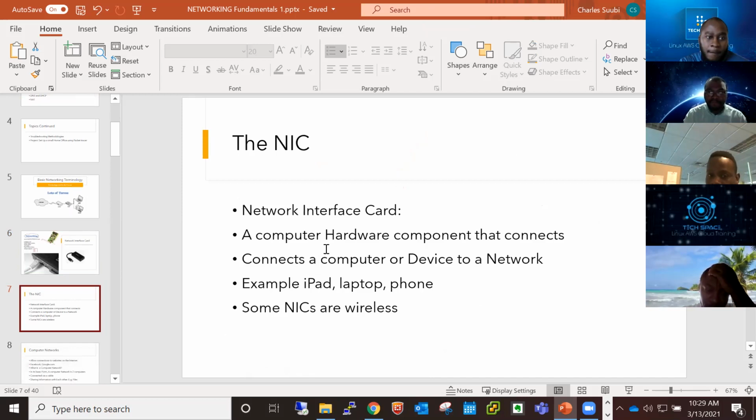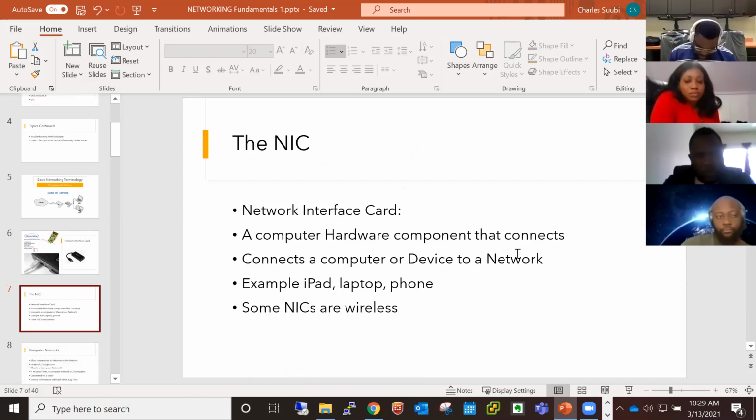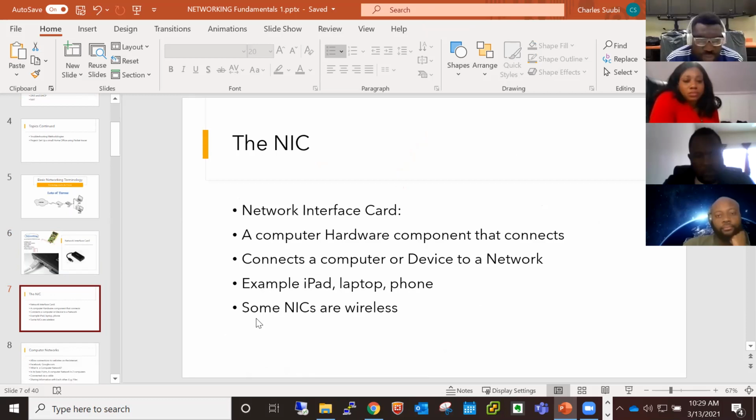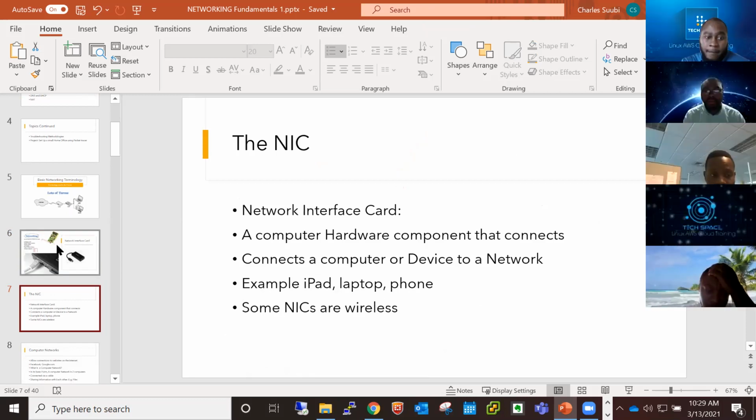So a network interface card is a computer hardware component, and it connects a computer or a device to a network. So you can have those for an iPad, you can have those for a laptop, even a phone. And some NICs are even wireless.